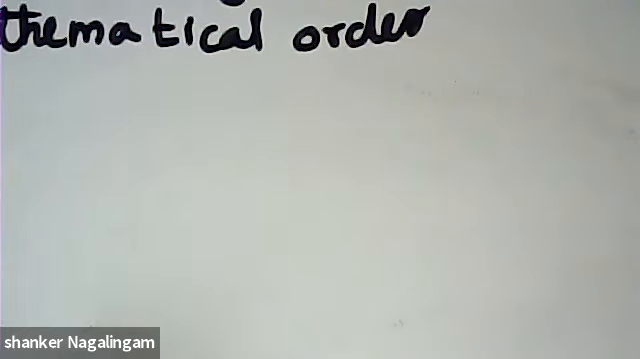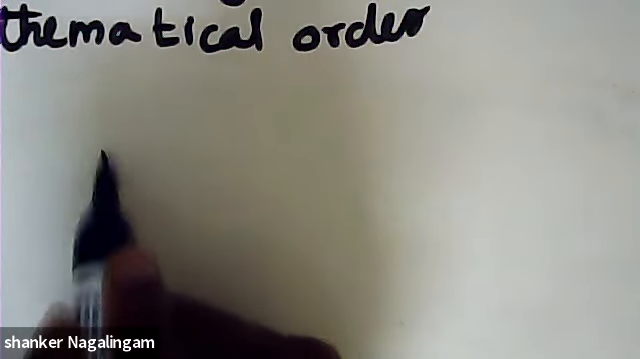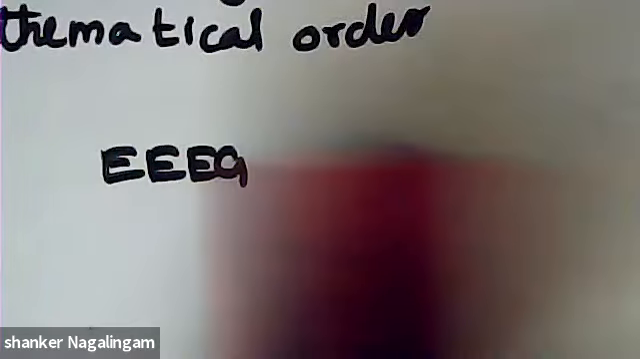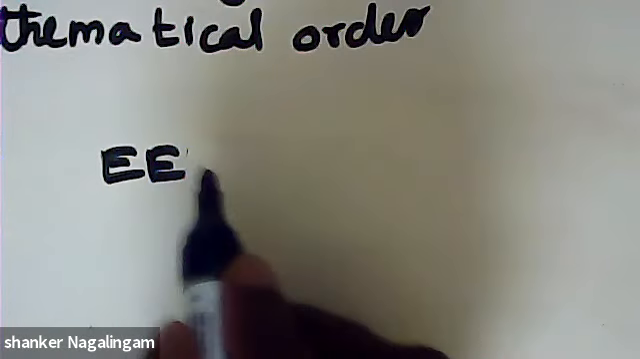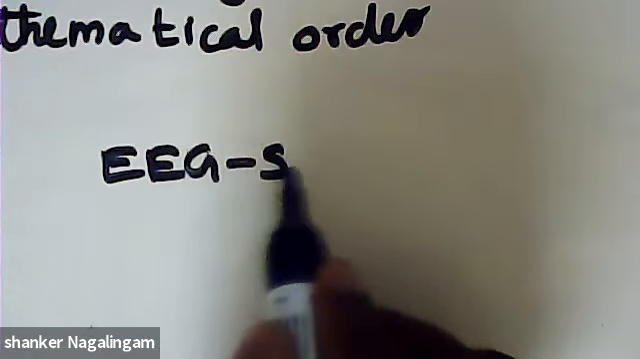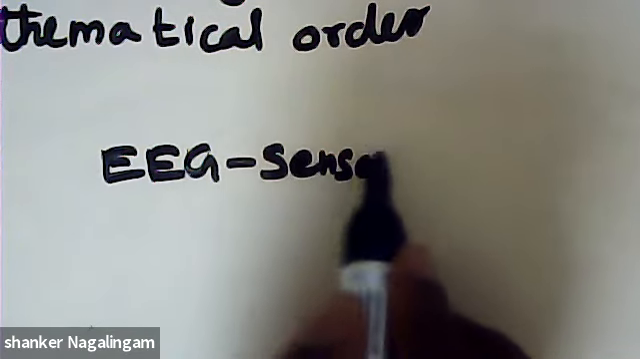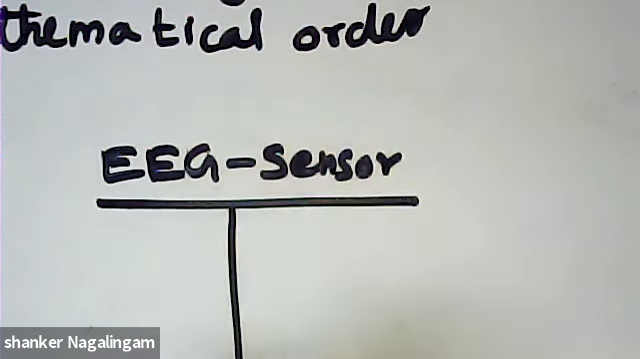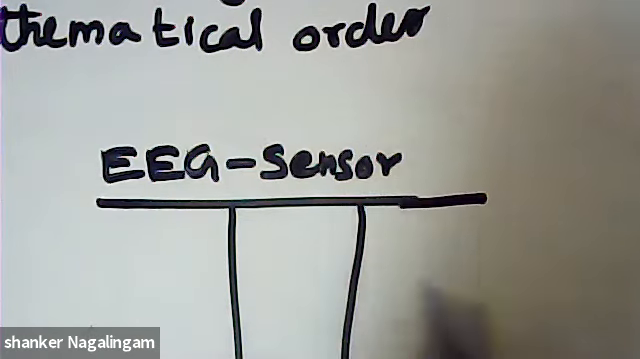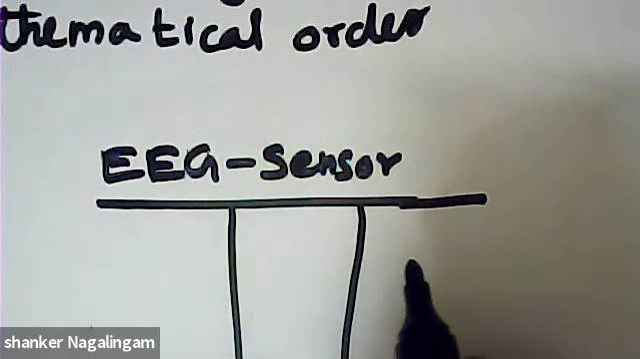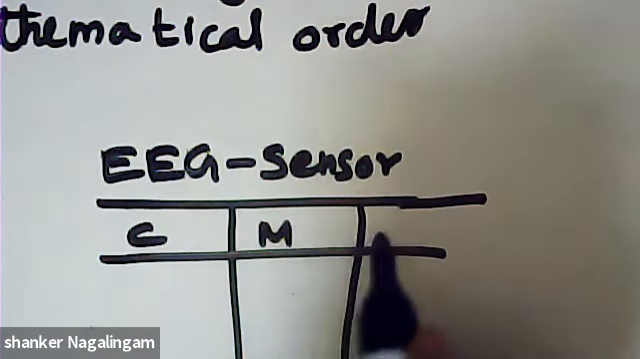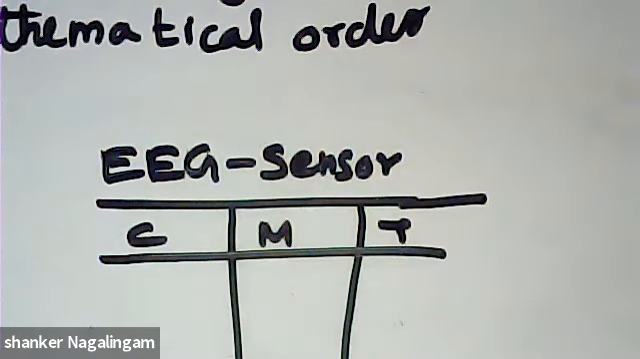I'll just make it a simple statement. Now I have my ECG, sorry, EEG or ECG, any sensor. I'm just going to do it with my EEG sensors. Now I want to classify on a year basis, and then I want to classify this with chronological, methodological, and thematical orders. This is how I want to classify it.